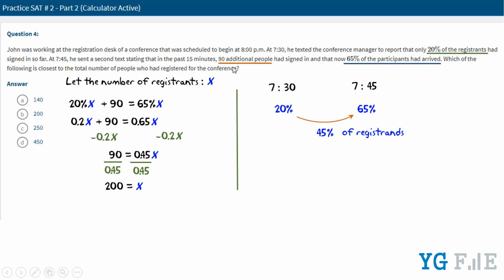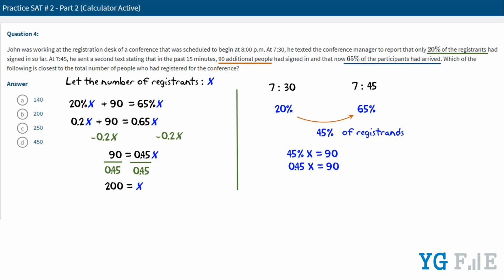And since we let the total number of people registered for the conference, or the total number of the registrants, be x, therefore we have that 45% of x is equal to 90. And as usual, we can state the percent as a decimal. So we have 45% is equal to 0.45. And now we have 0.45x is equal to 90.